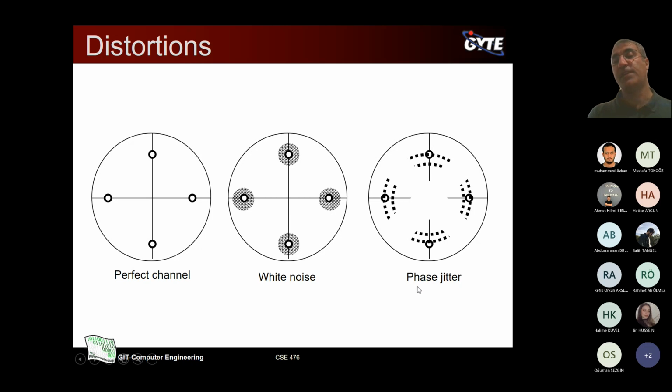And we have sometimes the phase jitter effects. As you see, it can fluctuate the position of your constellation point. Also, if the constellation points are close to each other, this jitter can affect the performance of your modulation.